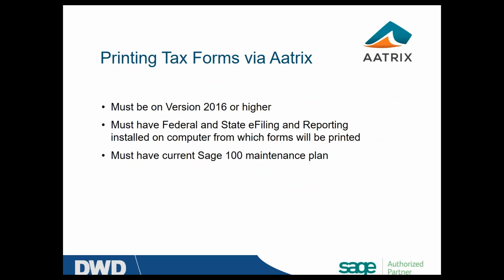Let's talk a little bit about Atrix. You must be on version 2016 or higher in order for the updates to work and to get your form updates. The federal and state e-filing reporting program, what's called the federal tax reporting, must be installed on any computer from which you are going to run those forms. Just because it's a menu option shown in Sage does not mean that it will work on your computer. And of course, you must keep your Sage 100 payroll subscription current, or else you won't be able to get those updates.